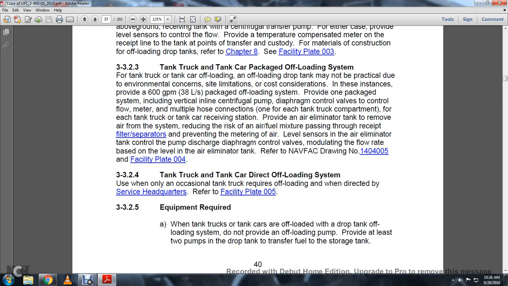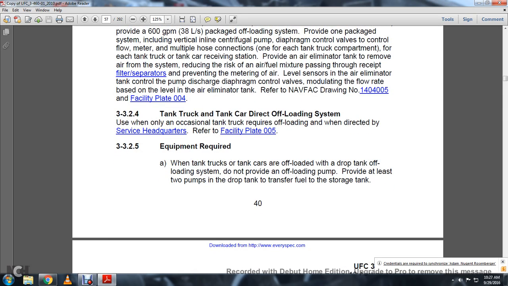3324 Tanker truck and tanker car direct offloading system. When an occasional tanker truck requires offloading, use this system when directed by the service headquarters. Refer to Facility Plate 05.